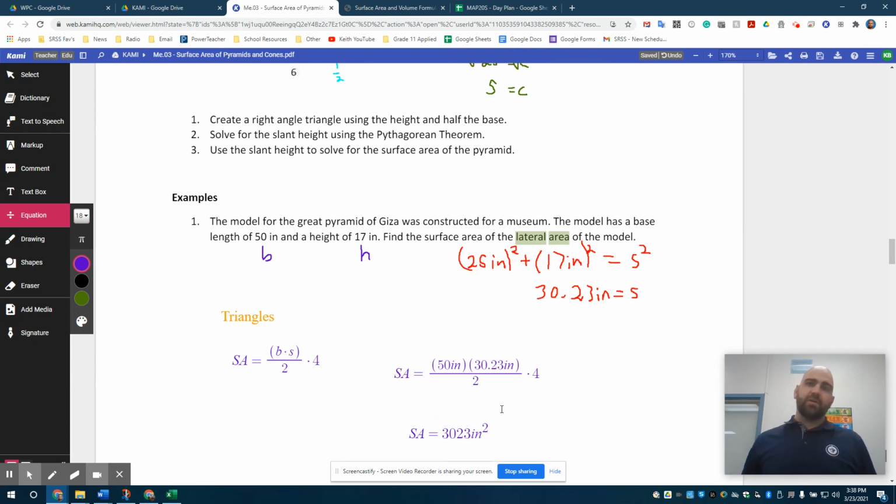Now that's just lateral area. We didn't find the base. We could do that as well. That's 50 squared. But we were just looking for the lateral area of the pyramid.